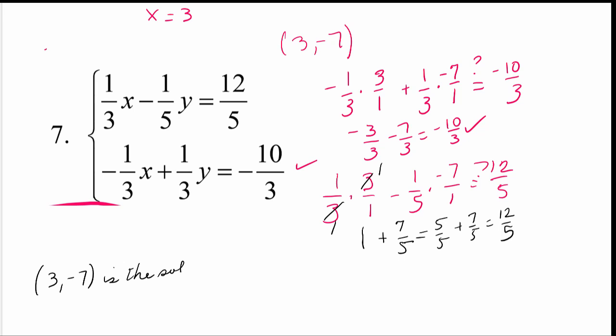And if you're classifying your system in your class, that would be a consistent system with independent lines, and we have found where the two lines cross. Awesome. Let's go to the next example.